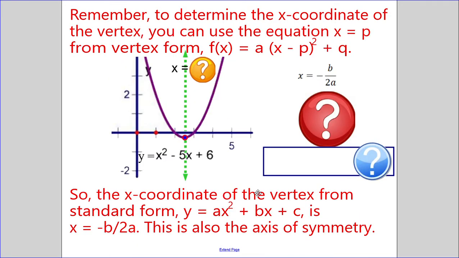So remember that you can determine the x-coordinate of the vertex. You can use the equation x is equal to p. And so in vertex form, then we have our equation. And just remembering here that we have minus b over 2a as our way that we can calculate our x value. And so I've got this equation, y is equal to x squared minus 5x plus 6.